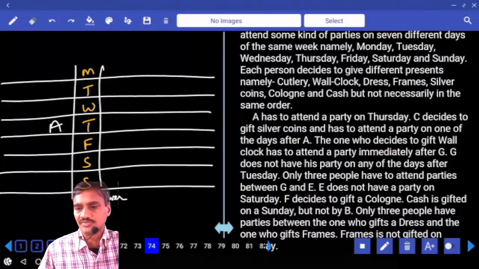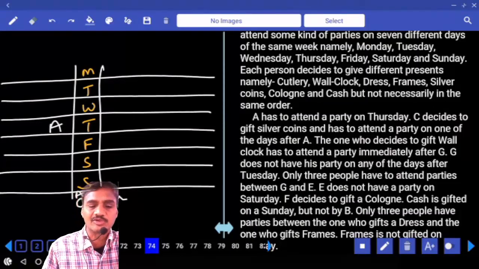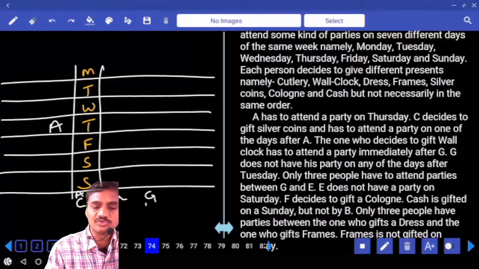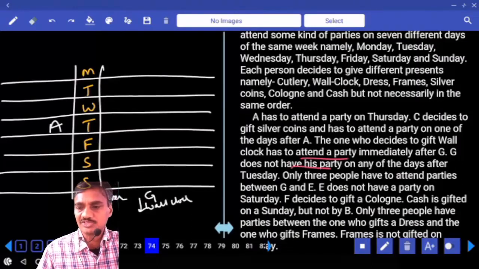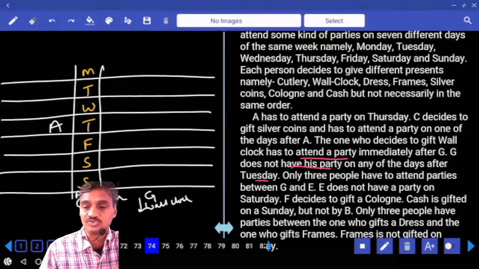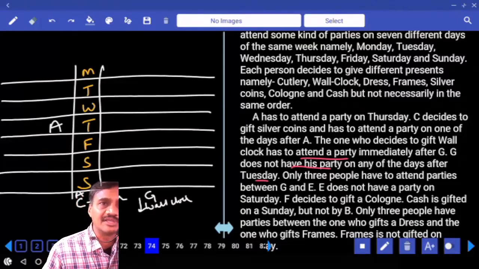And next one, the one who decided to give wall clock has to attend a party immediately after G. Immediately after G, who is that person here? The one who has decided to give wall clock. That means G and wall clock must be together. And G does not have his party on any one of the days after Tuesday. That means G can be either on Monday or Tuesday.